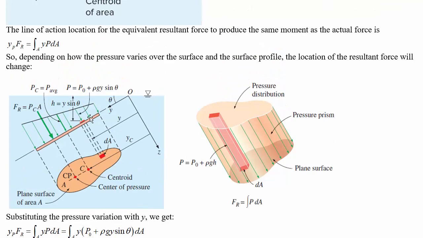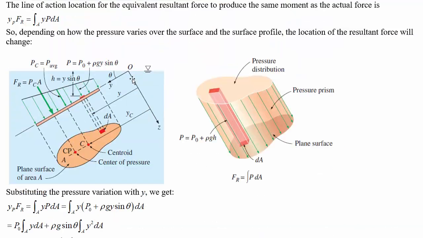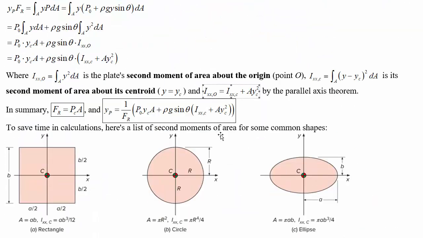The equivalent resultant force using this geometry, where we've got a tilt angle from a surface theta, theta being in this picture the angle down from the surface, y being the distance along this plate for any kind of arbitrary flat shape, we end up with the distance to the equivalent force location to produce the same moment given by this formula, where Ixxc is the second moment of area of the plate about its centroid, as opposed to the second moment of area of the plate about the origin, O, defined as this point up here in this graph.